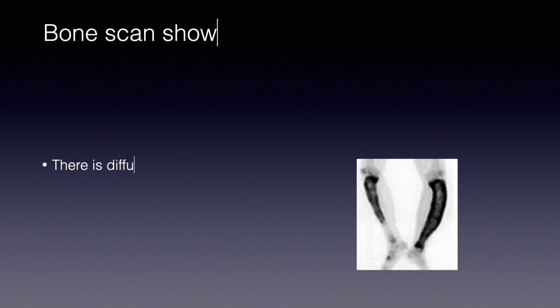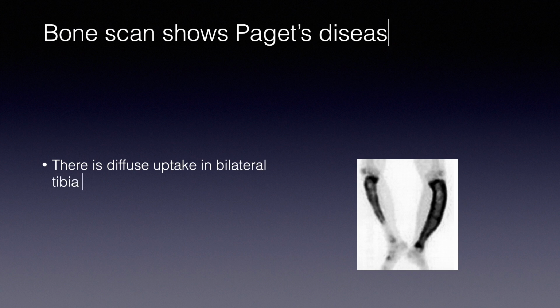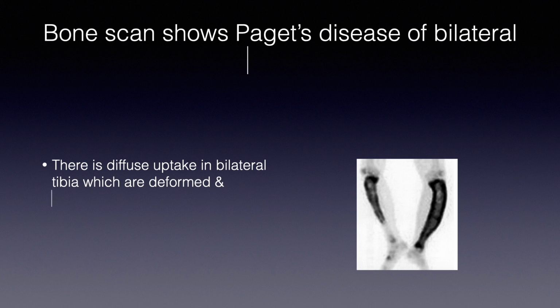Anterior and posterior images of both the tibia demonstrate Paget's disease. There is diffuse uptake in bilateral tibia, which are deformed and expanded.